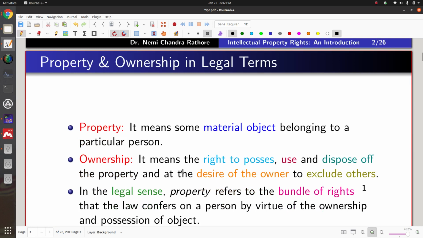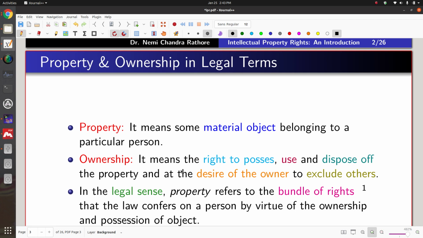Now let's start with the definition of property first. In order to understand intellectual property, you first need to understand what property is, what the associated rights are, and what the corresponding legal framework is. Okay, so if you want to define property, property is actually any kind of material object that belongs to a particular person, like the land, farmland that anybody possesses, that is considered as property. Then if you own a vehicle, it can be considered as property.